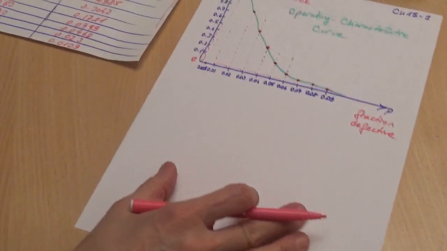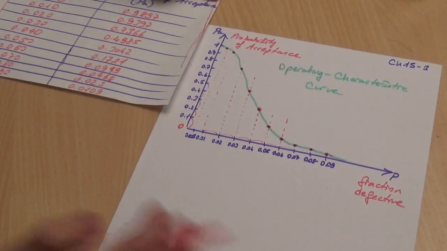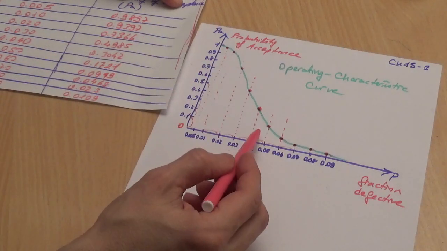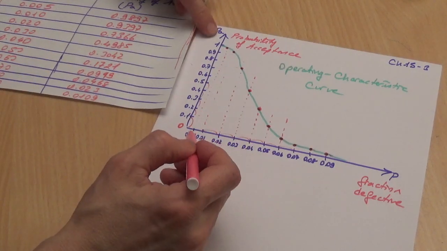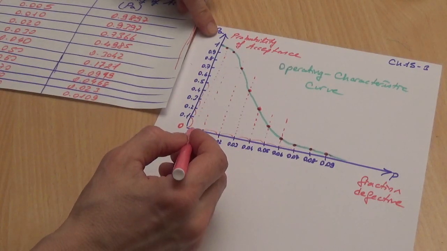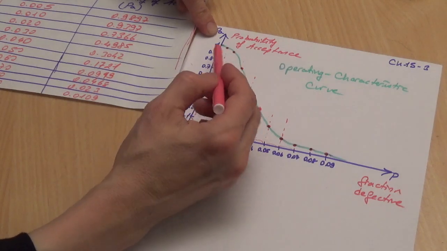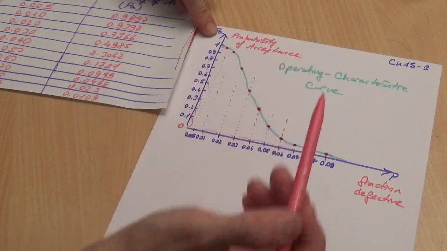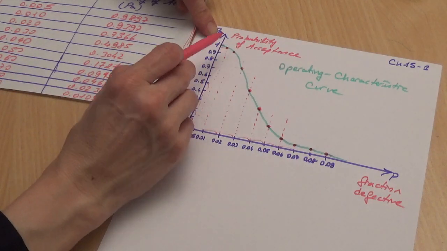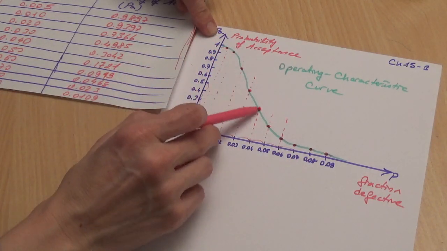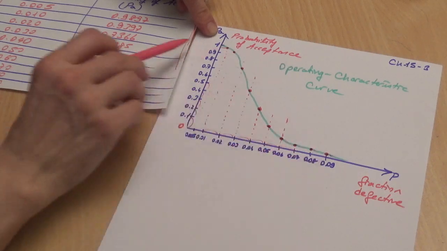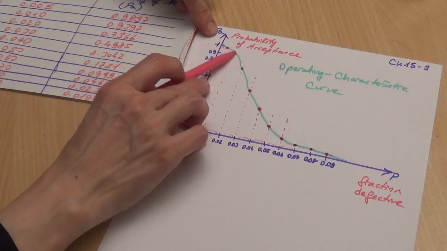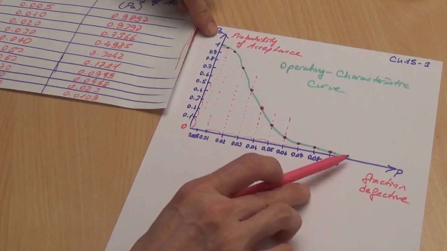When we put these values in this graph, like 0.005 with 0.9897, it's here. And when we put all the points like this and then draw the line, draw the curve, this is the operating characteristic curve.